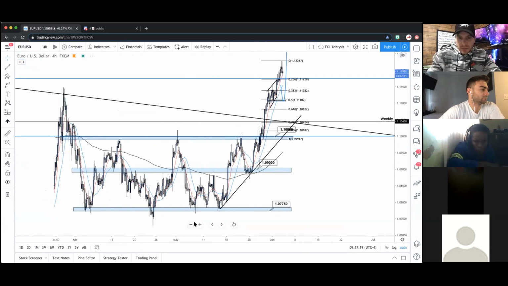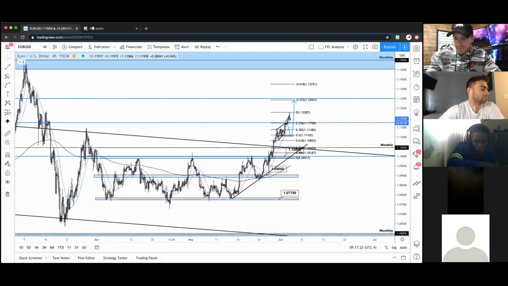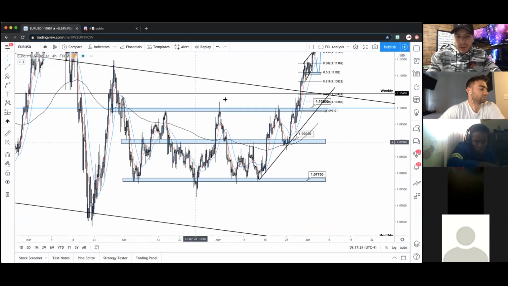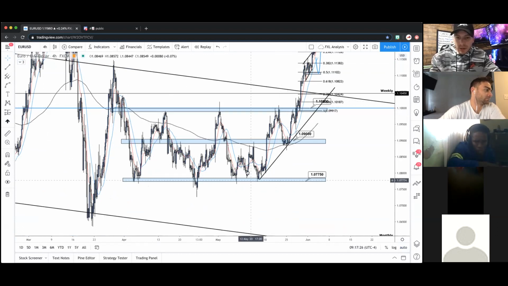All right, so real quick, let's talk about this range for a second. So this was nice to see. We were playing this range for quite a while. We caught some shorts in here. There was a buy opportunity in here. This was a good range.